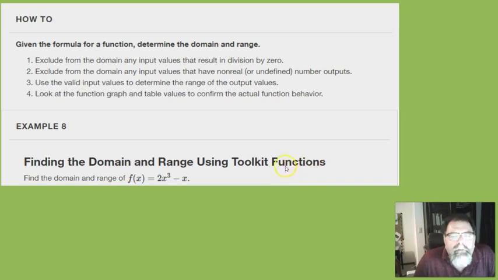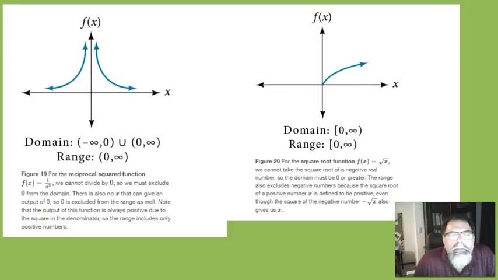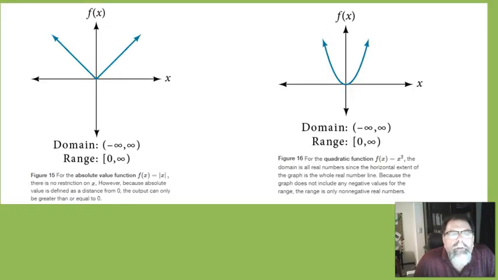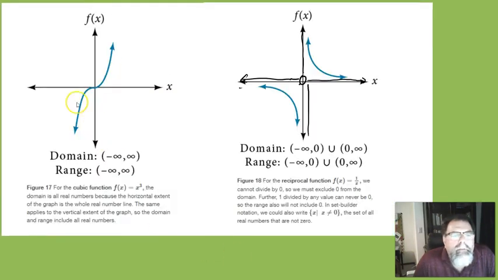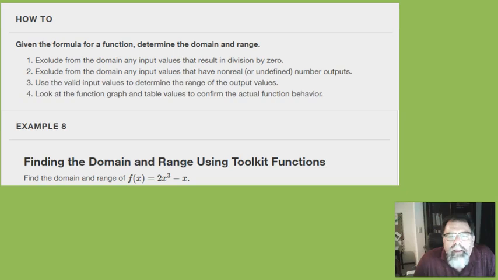So if we use our toolkit functions, find the domain and range. So if you recall that x to the third, our cube function, is going to be all real numbers. And then we're going to subtract from that x. So that would be like the identity function. So that would have the domain.